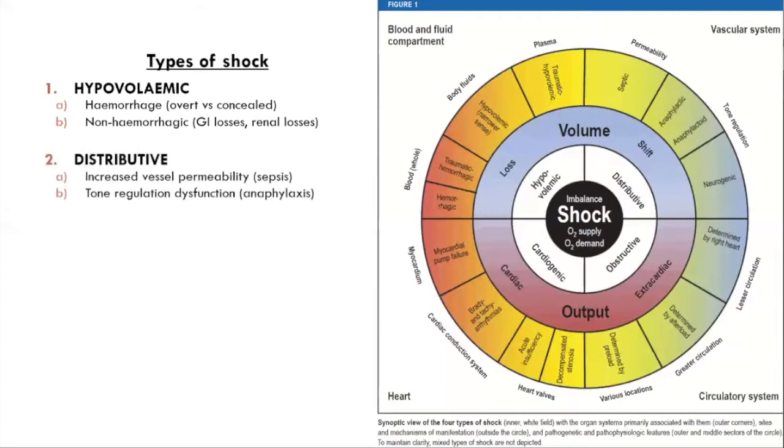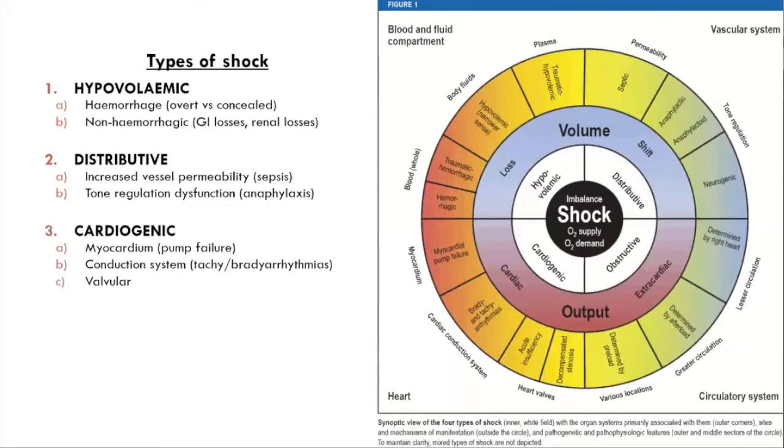The next type of shock is distributive, and that might be some kind of microvascular dysfunction leading to increased vessel permeability. So sepsis is the most obvious example, or an issue with the regulation of the tone of the smooth muscle in the vessels, which is what happens in anaphylaxis.